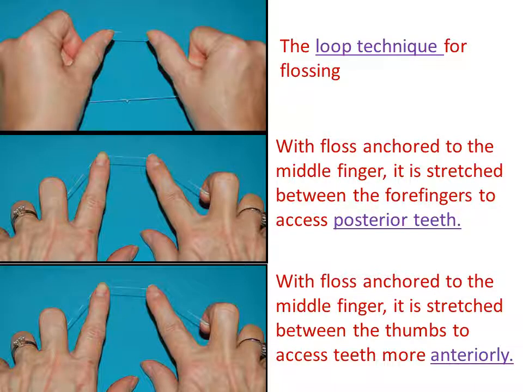Here we can see the method of using dental floss. The loop technique for flossing. With the floss anchored to the middle finger, it is stretched between the forefingers to access posterior teeth. With the floss anchored to the middle finger, it is stretched between the thumbs to access teeth more anteriorly.